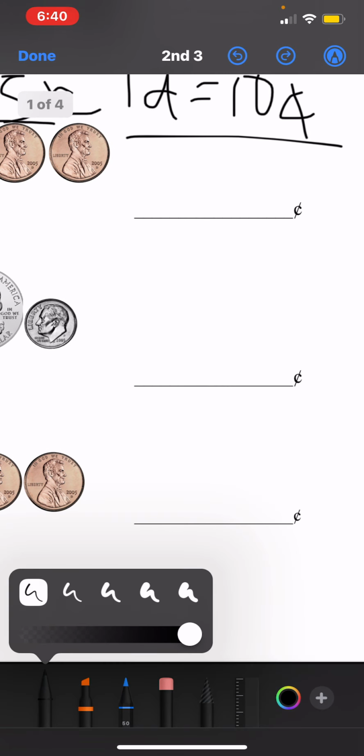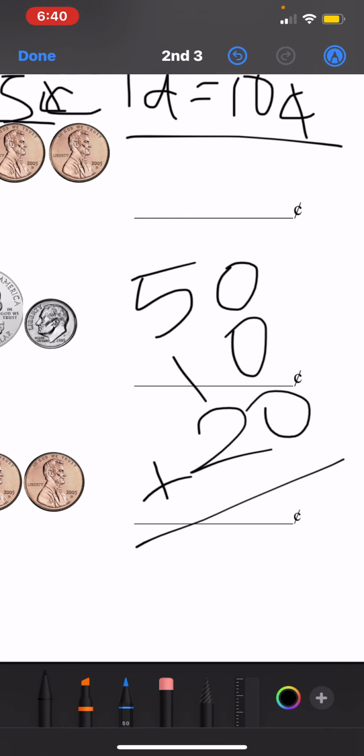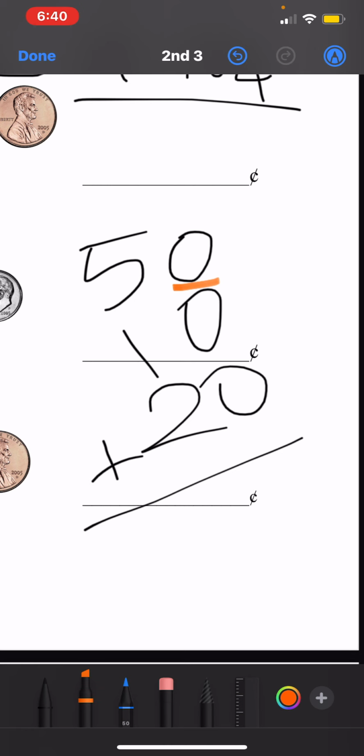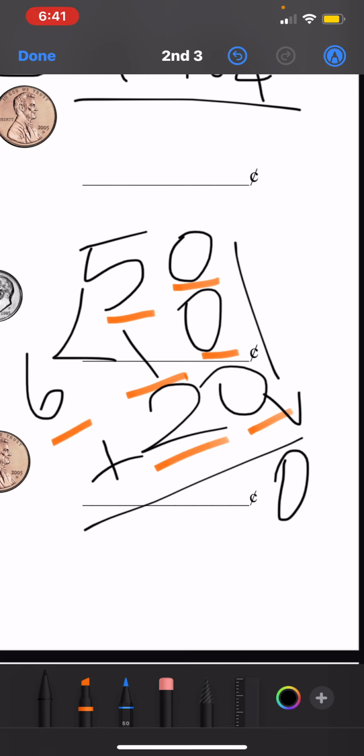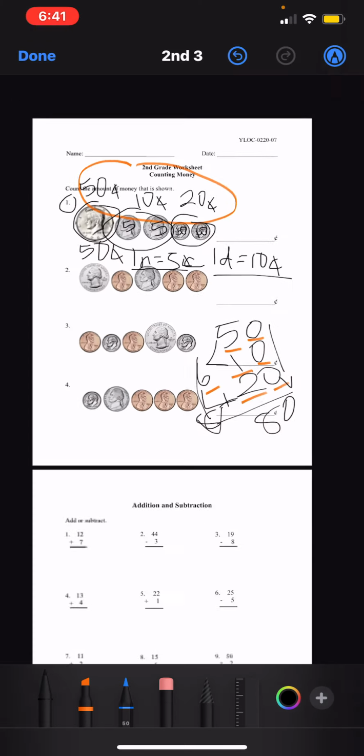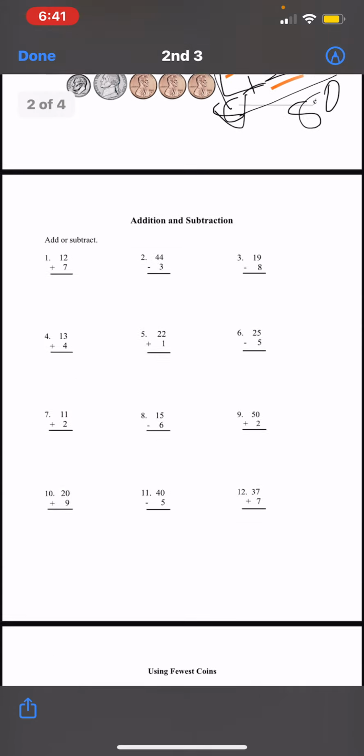So 50 plus 10 plus 20. We're going to add 0 plus 0 plus 0, which gives us, boom, 0. 5 plus 1 gives us 6. And 6 plus 2 gives us 8. So if we bring that down, it's going to be 80. Our answer for number one is 80. Voila. Let's go down to this page.